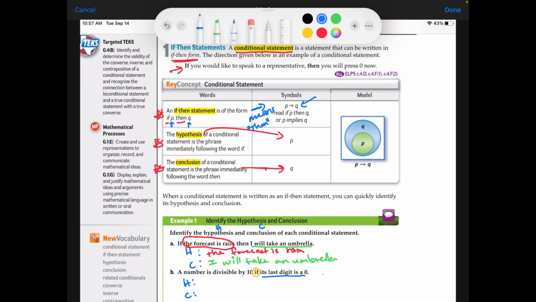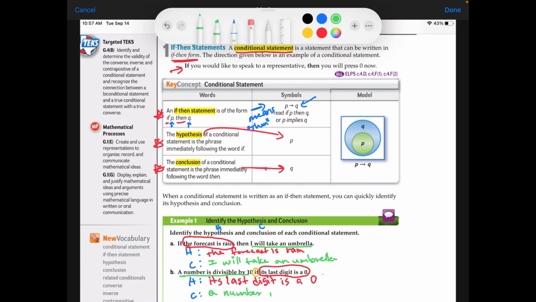So even though the order is flipped here, we can still easily see, and let's use red for if, this is your hypothesis. Even though it's not where we are used to seeing it at the beginning, everything after the word if is your hypothesis. So let's write that. Its last digit is a 0. So, hypothetically, if a number has the last digit being a 0, what is the conclusion? The conclusion is that that number is divisible by 10.